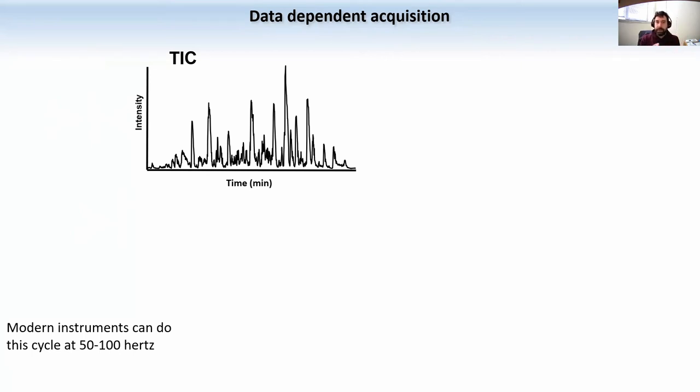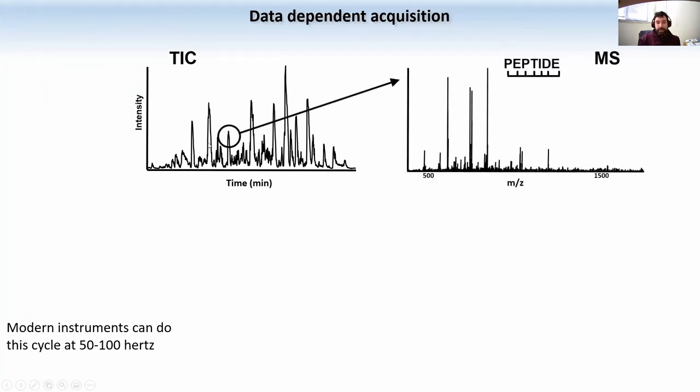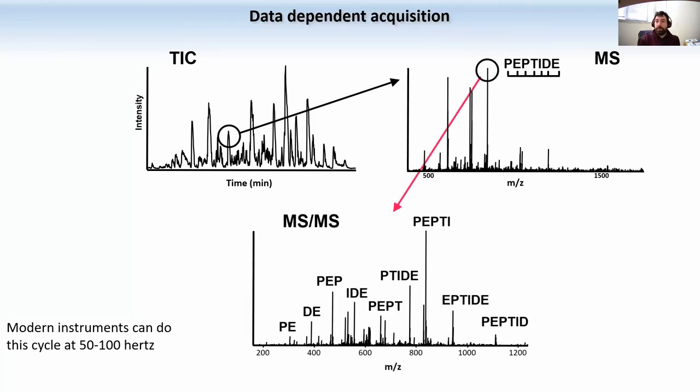They are programmed in a way that they have a cycle. It's called data dependent acquisition. They have a cycle where every second they perform a scan, looking at all the signals that are coming out from the column at that precise moment, right? So you have a full spectrum. The software lists: I have this signal, this signal, this signal, this signal. They all need to be fragmented. So in the following scans, it selects one signal after the other.